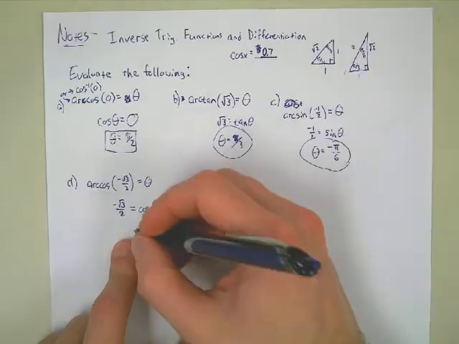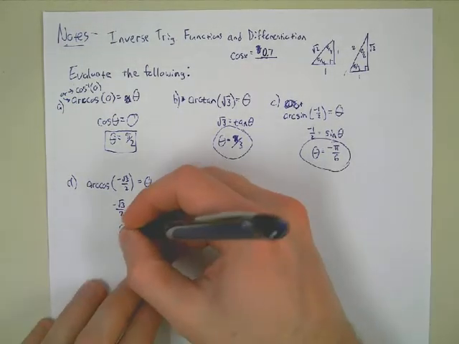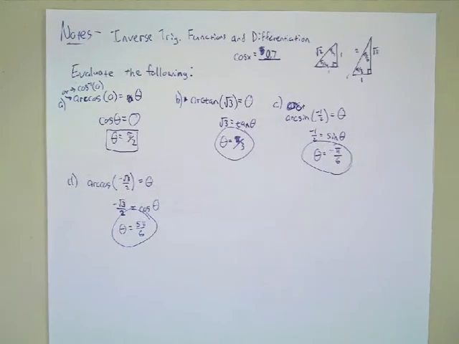But we don't want to use pi over 6 because that's in the first quadrant. That's going to give me a positive root 3 over 2. I need to go to the second quadrant. What's the pi over 6 measure in the second quadrant? 5 pi over 6. So that's the measure we want there, and that'll give us the negative. So does that answer your question now?